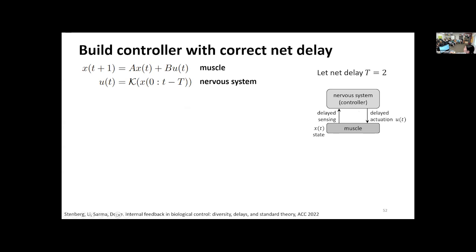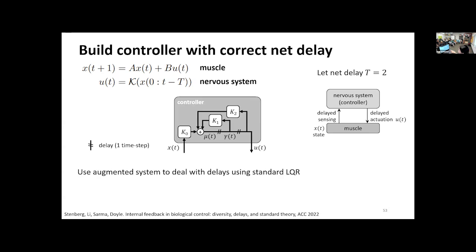So your final actuation is going to depend on your muscle state from the beginning of time, if you want, up to current time minus delay. Right? Because of these net delays, there's no way for that quantity to depend on up-to-date values of this quantity. Okay, and then in this case, we're just going to restrict K to be linear. It's optimal for linear systems anyways.